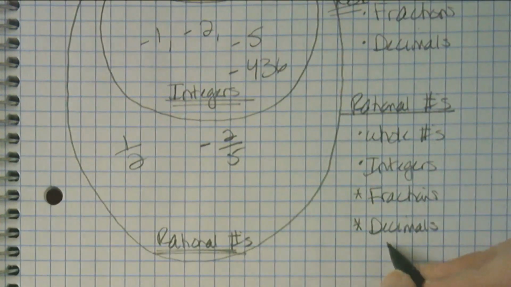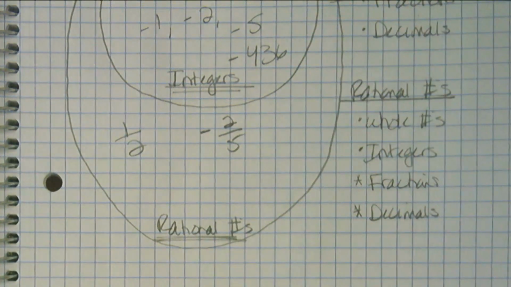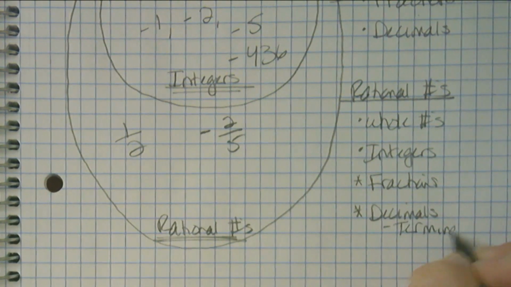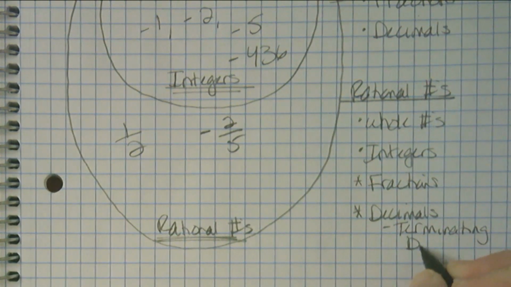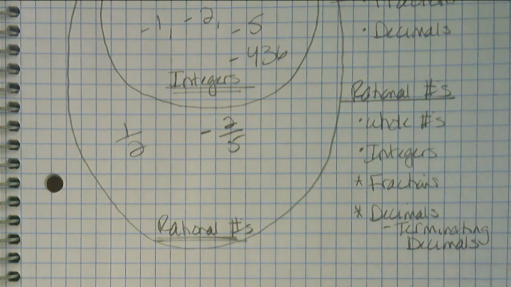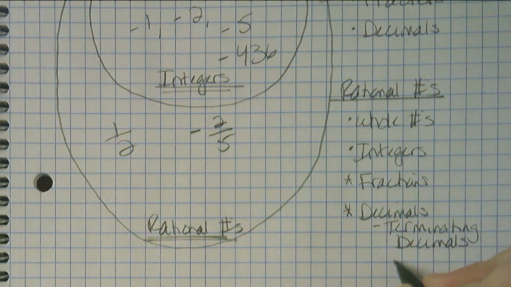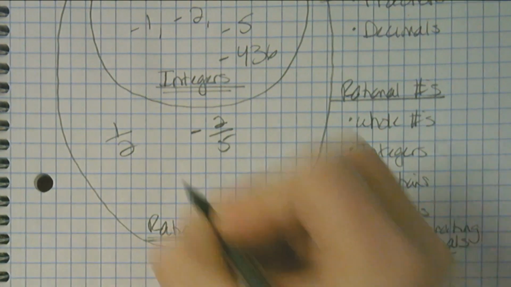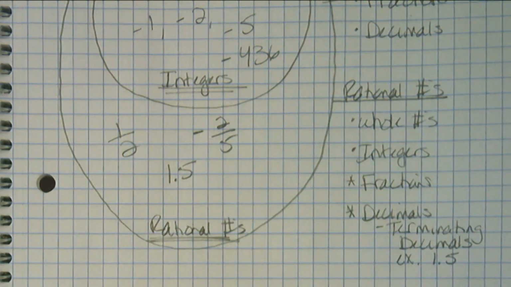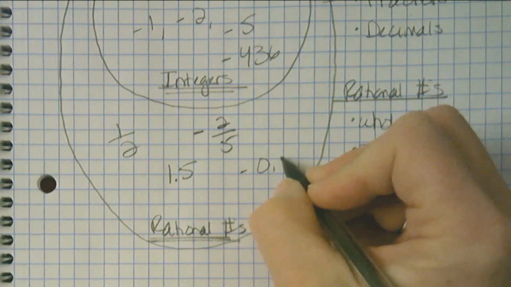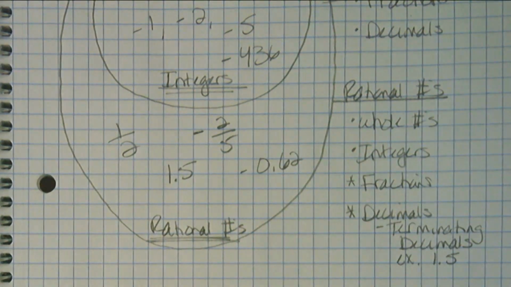All right, but there are only certain kinds of decimals. They're not all decimals. So they are terminating decimals. What does it mean if I say that a decimal is terminating? AJ? It ends. So give me an example of a terminating decimal. 1.5. So 1.5 is considered a rational number. Negative 0.62, that would be a rational number.